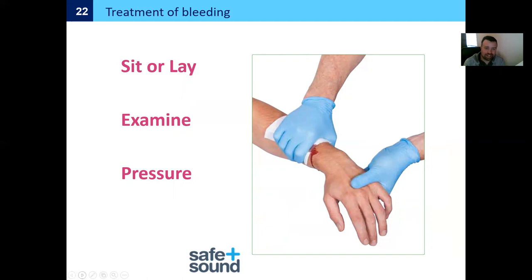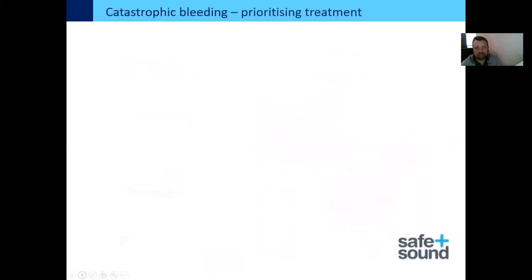Now, treatment for bleeding is sit or lay the casualty, examine and apply pressure. So you've got SEP, S-E-P, sit, examine, pressure, or you can have RED, which is rest, elevate, direct pressure. So you can choose either of those as your acronyms. Now, the reality is you don't need to be doing anything at this point. They can lift their arm up, they can apply their own direct pressure, and we can take it from there. So pressure should be for about 10 minutes, and obviously then look at the dressing.